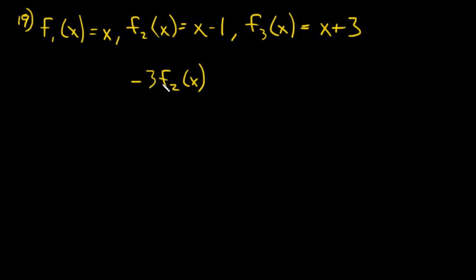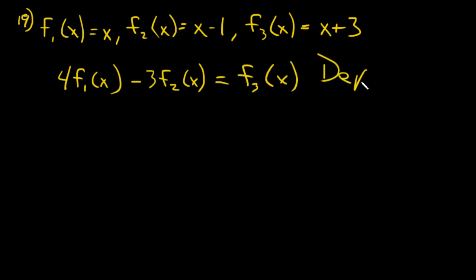Well, if I have minus 3 f2 of x, it's going to give me a negative 3x. How do I get positive x? Well, I just add 4 of f1 of x. If I do that, I'm going to get 4x minus 3x plus 3, which winds up x plus 3. Isn't that cool? That equals f3 of x. So they are definitely linearly dependent.